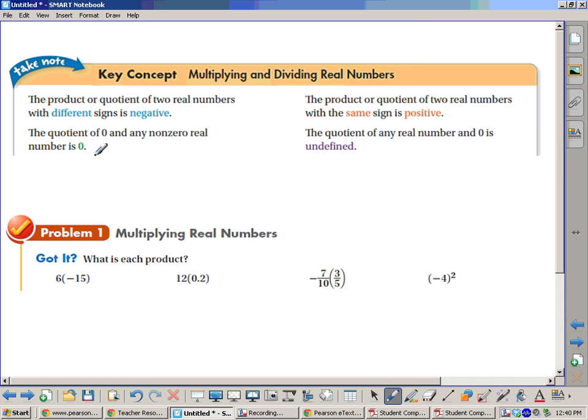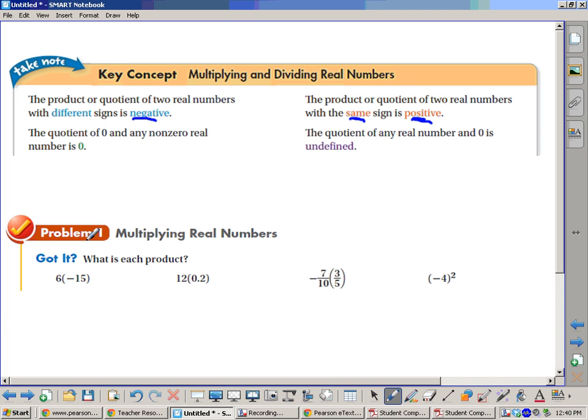Multiplying and dividing real numbers. Well, the key thing here is if we have different signs when we're multiplying or dividing, quotient just means to divide, going back to our first lesson, we just get a negative answer if they're different signs. If they're the same sign, we get a positive. So if we have two negative numbers, we get a positive number for its result. So down here are some examples.